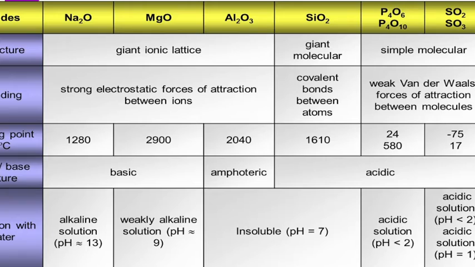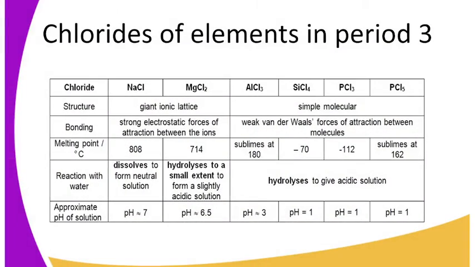The next trend we are going to look at is their chlorides. The chlorides of elements in period 3. There's a certain trend we notice that they have. The chlorides of sodium, magnesium, and aluminium are solid. Between silicon and phosphorus, the chloride is in liquid form. But from sulfur, its chloride is in gas form.